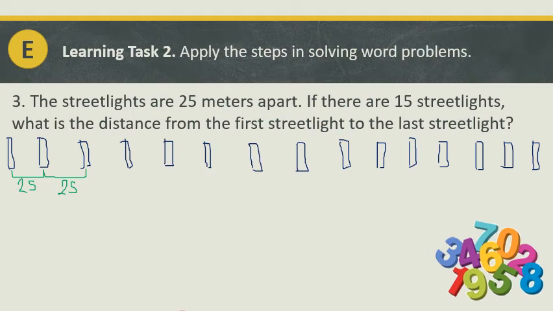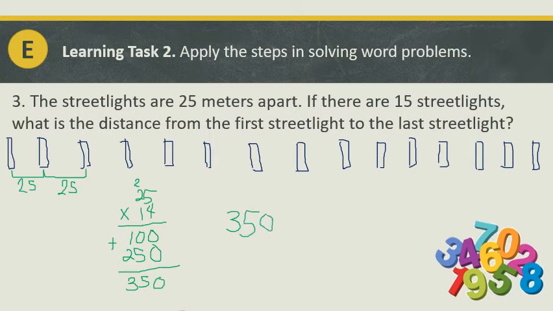So, multiply na lang natin siya instead na magpa-plus pa tayo mamaya. So, 25 times 14. So, 5 times 4 is 20. So, carry 2. 4 times 2 is 8, plus 2 is 10. So, sa baba naman tayo. Lagay tayo ng 0 sa unahan. So, 1 times 5 is 5. 1 times 2 is 2. So, i-add natin. 0 plus 0 is 0. 0 plus 5 is 5. And 1 plus 2 is 3. So, ibig sabihin, ang distance from first street light to the last street light is 350 meters.